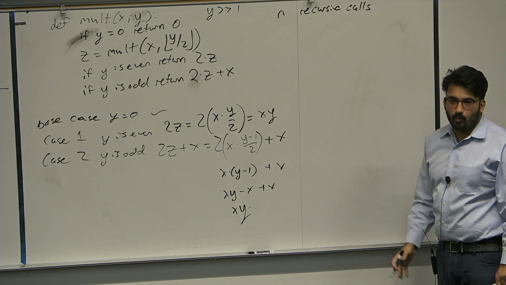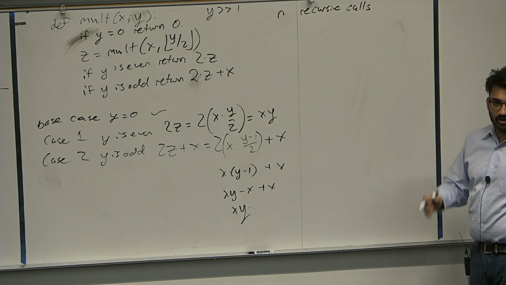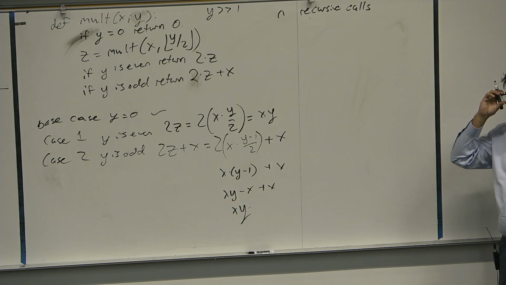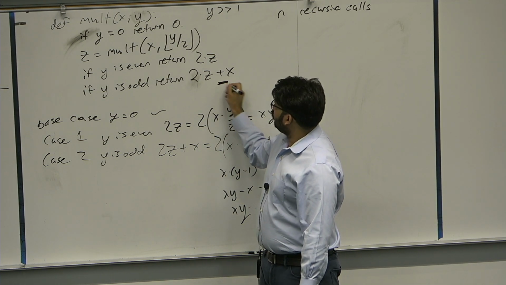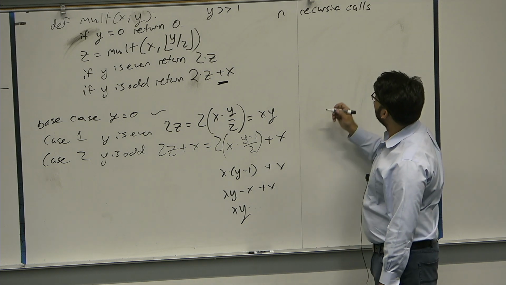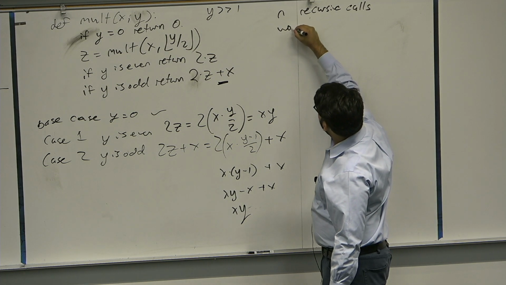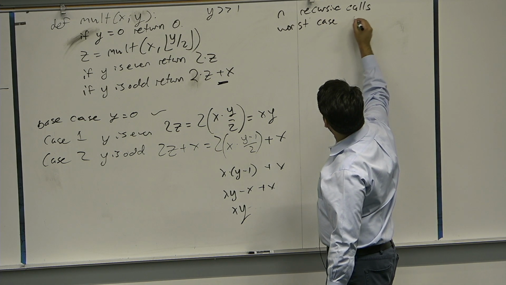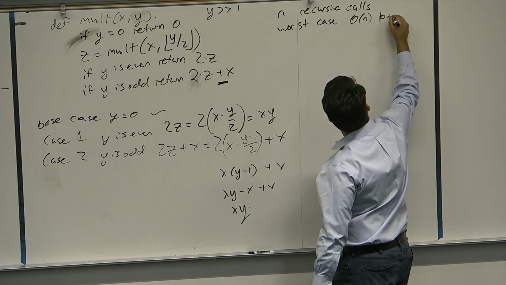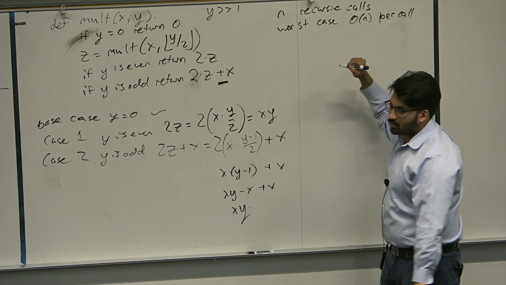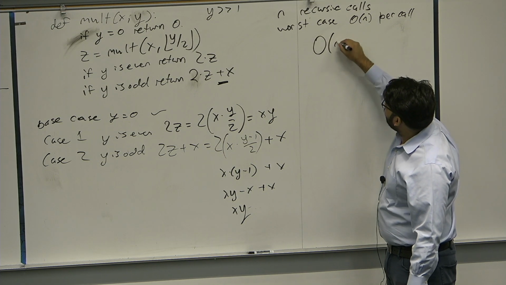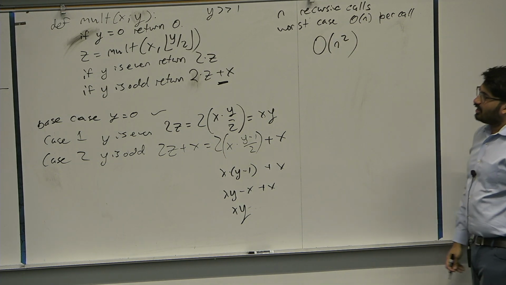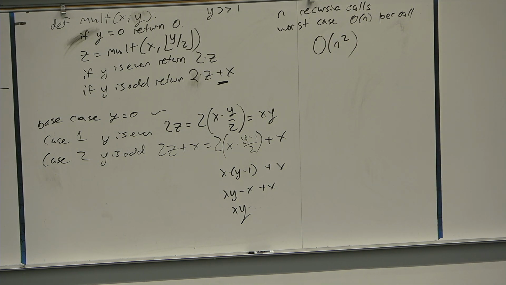How much work is the maximum amount of work done at each recursive call? Yes, n, because if y is odd, then you have to do the addition. In the worst case, you have to do an addition. So what's the runtime of such an algorithm? Yeah. Asymptotically, at least, this algorithm does not actually speed anything up.